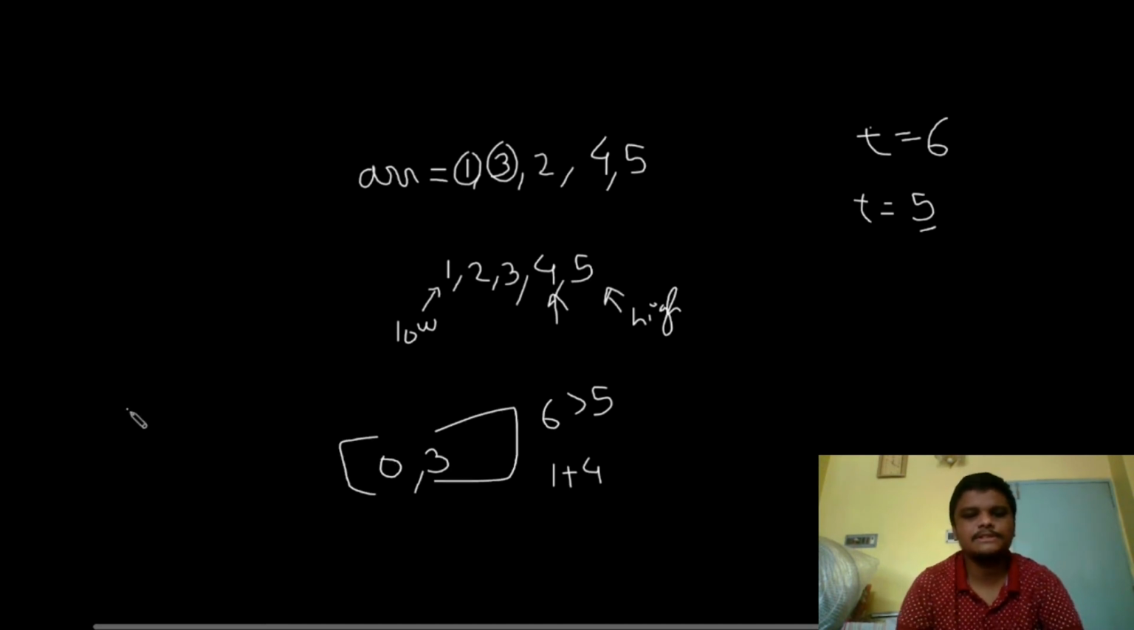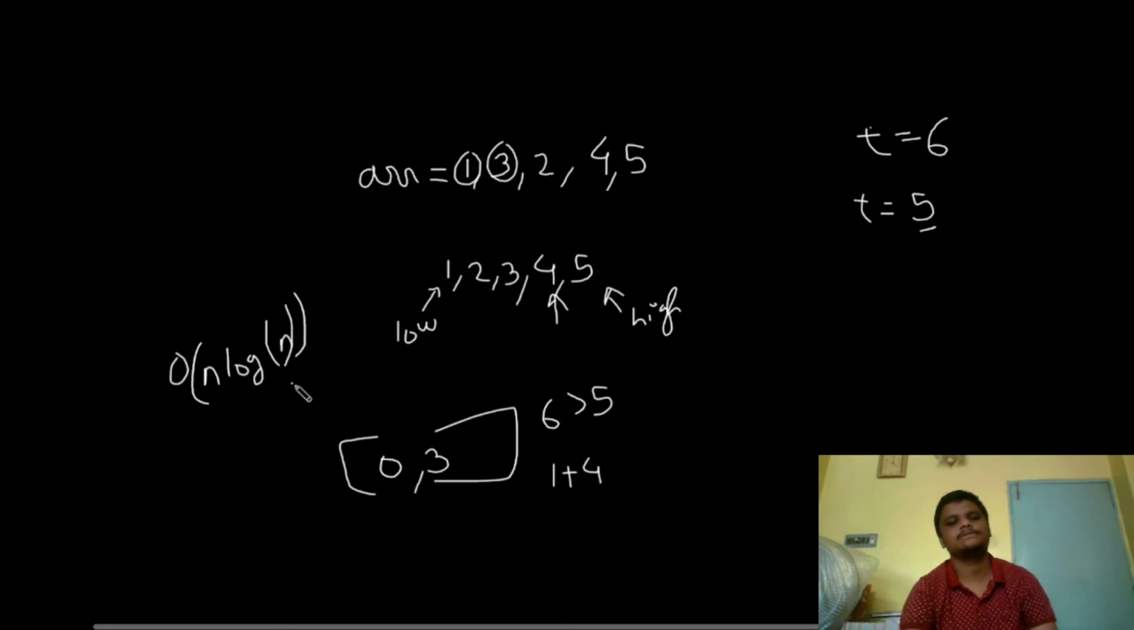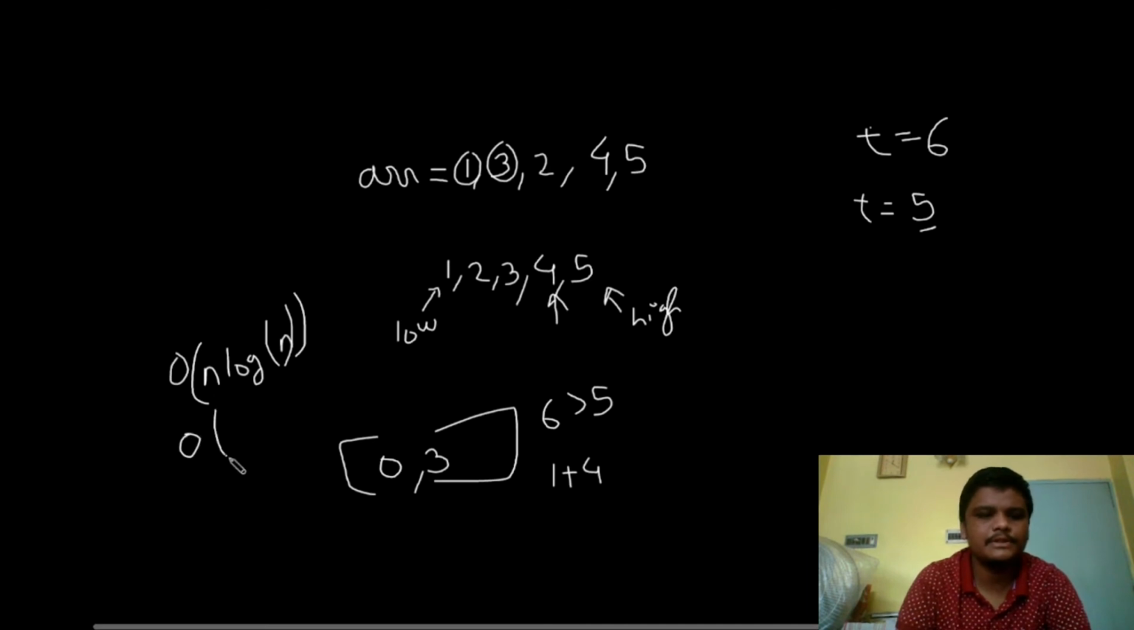So the time complexity for this algorithm is big O of n log n, because we are sorting the array, and the time complexity for sorting an array is big O of n log n. While the space complexity over here is big O of 1, because we are not using any extra space over here.